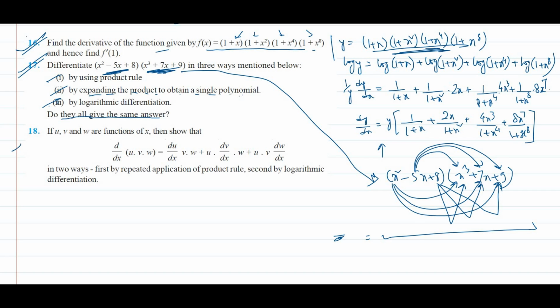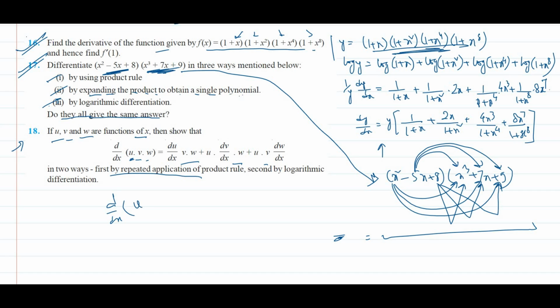Coming to the last question, question number 18. This is the easiest of all. U, v and w are functions of x we are given. So we need to show that the multiplication of 3 of these functions will give rise to this. Now we need to show it in 2 ways. Firstly, by repeated application of product rule. Let me show you once the repeated application of product rule.